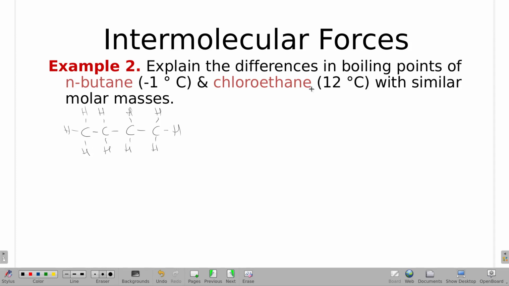N-butane. Chloroethane. Ethane is just 2 carbons. And being that it's chloroethane, the first one is just a single chlorine. The weight of these 2 molecules is about the exact same, but why would chloroethane have a higher boiling point? Well, this one's totally nonpolar, so this is just those London dispersion forces. Yet that electronegative difference right there is going to make this thing polar, so this has dipole-dipole interactions.